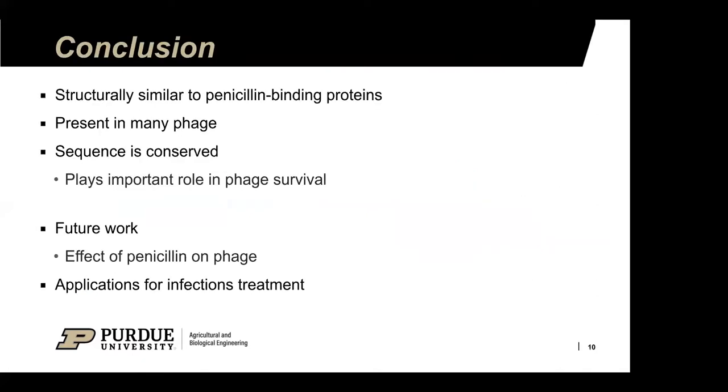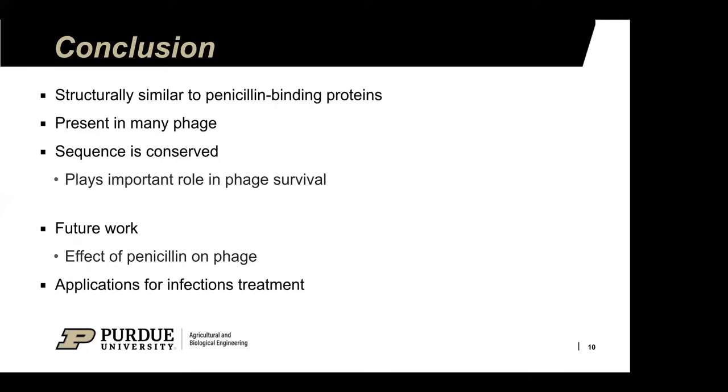Okay, so as a quick summary of our results, again, the protein was structurally similar to many penicillin binding proteins from archaea and bacteria. This gene is present in many phage, about 600. The sequence is conserved, and all of these things together imply that this gene probably plays a very important role in phage survival and fitness because it's evolutionarily conserved.